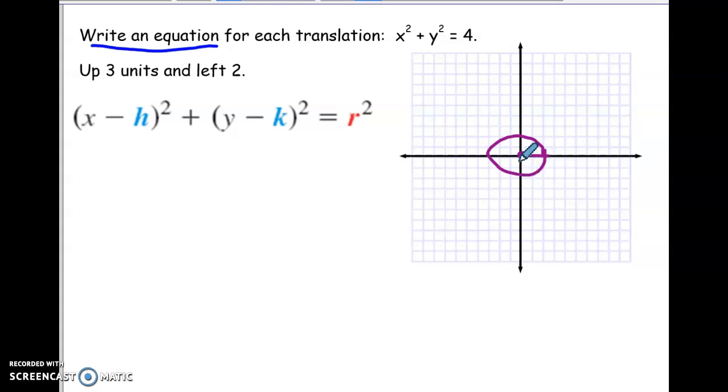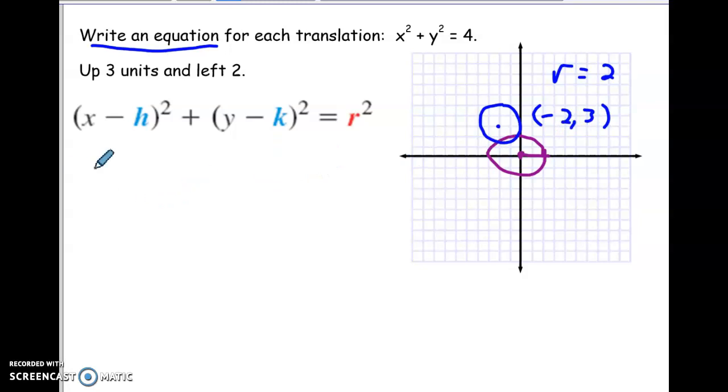And then I want to translate it up 3 units. So it's going to be up 3 and left 2. So my new circle is going to have the same radius of 2, and then just translate it around. Basically the radius of the new circle is 2, and then the center, now that we shifted up and left, should be -2 for x and 3 for y.